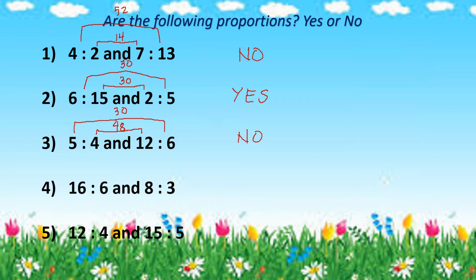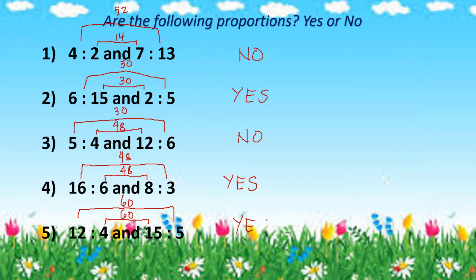Number 4, 6 times 8, 48. 16 times 3, also 48. Yes, it forms a proportion. Number 5, product of the means, 4 and 15. We have 60. Product of the extremes, 12 times 5 is also 60. Therefore, yes, it forms a proportion.